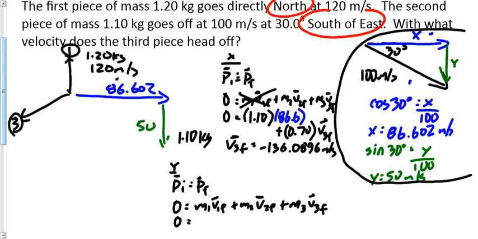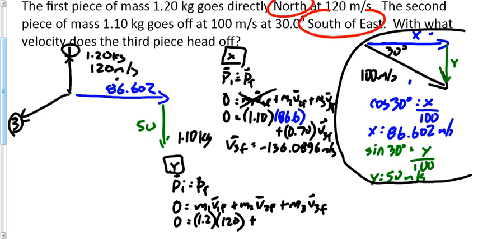What's V1F this time? Sydney, what's V1F? V1F, object number one, y-axis. Remember, we have to be conscious of which axis we're dealing with. This time we're dealing with y-axis. How much of that 120 is on the y-axis? Yes. So it's 1.2 times 120. Good.